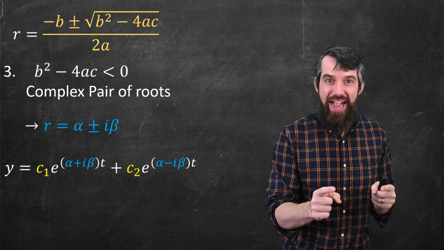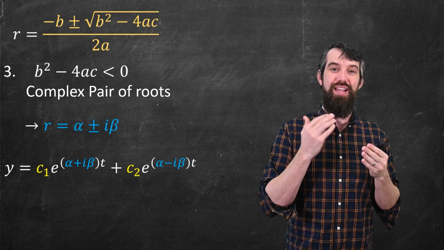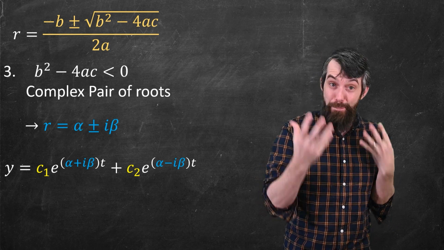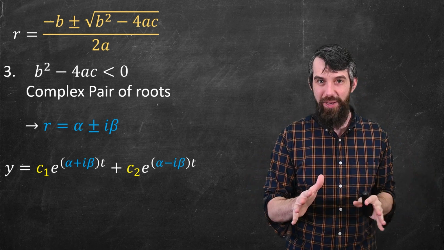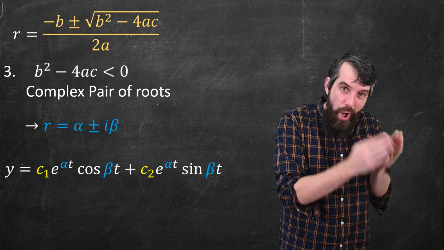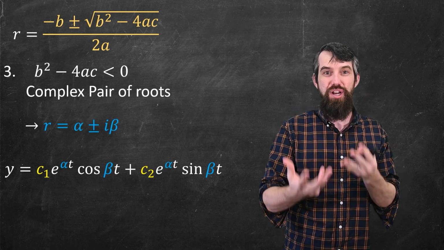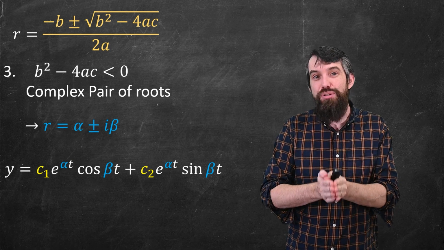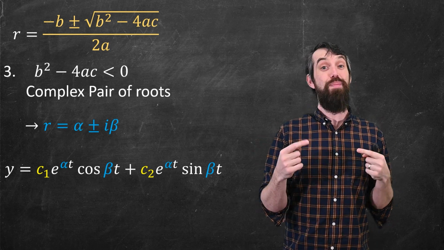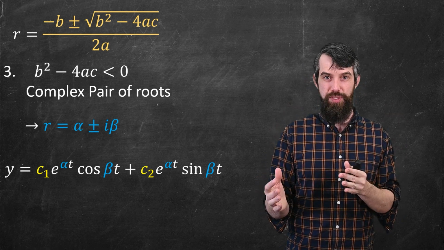Okay, so going back to my previous slide where I'd shown the previous way I guessed it with the e to the alpha plus i beta times t and the e to the alpha minus i beta times t, I'm going to replace that with those new solutions we found. We have one constant c1 times the first solution, which was an exponential and a cosine, and then a c2 times the second solution, the exponential and the sine term. That is my general solution in the case where I have a complex pair of roots.